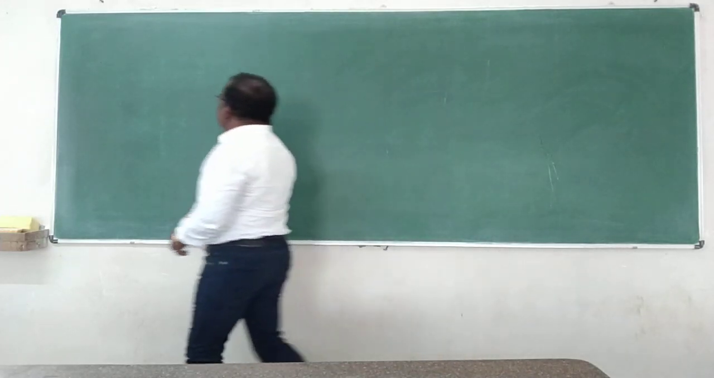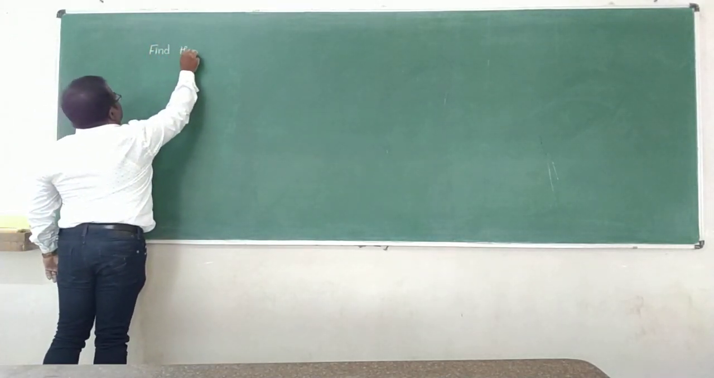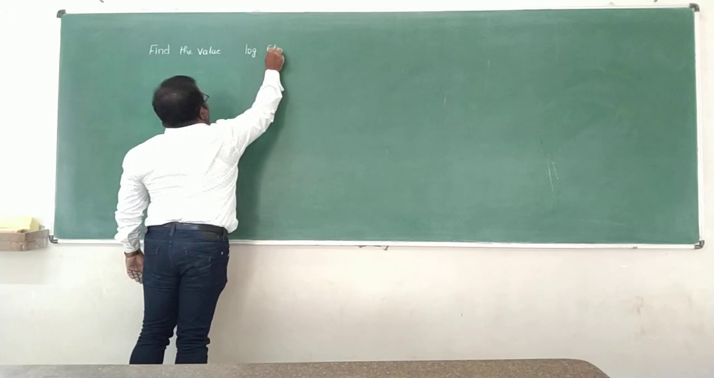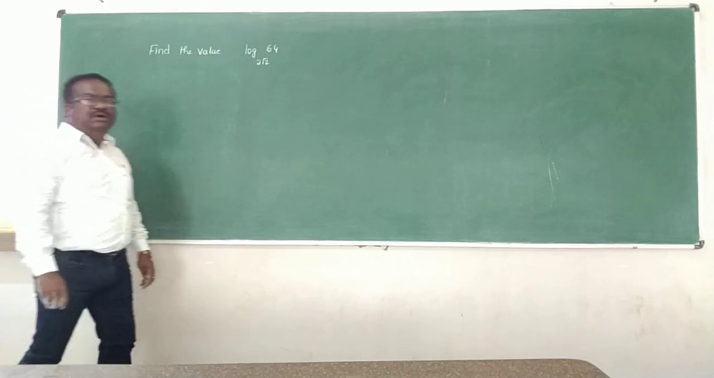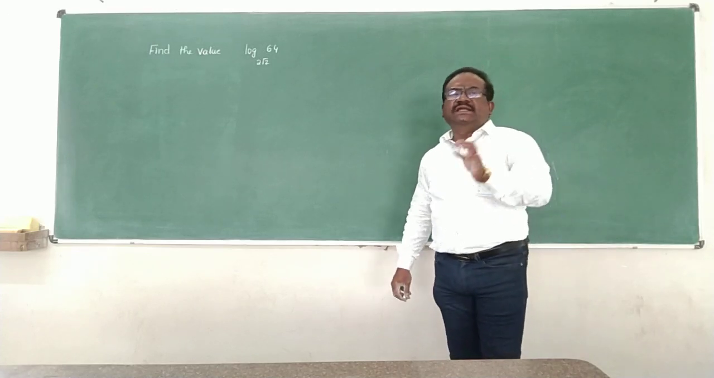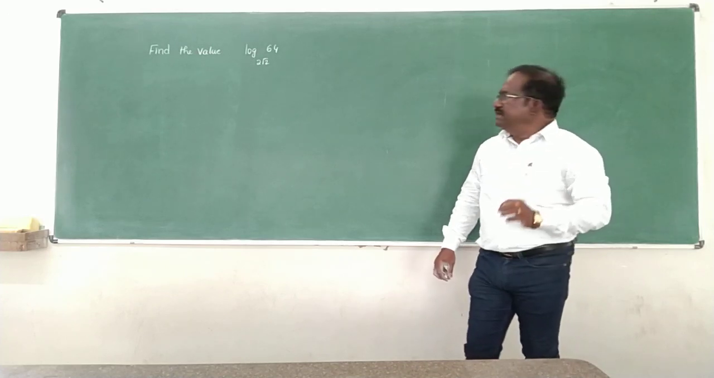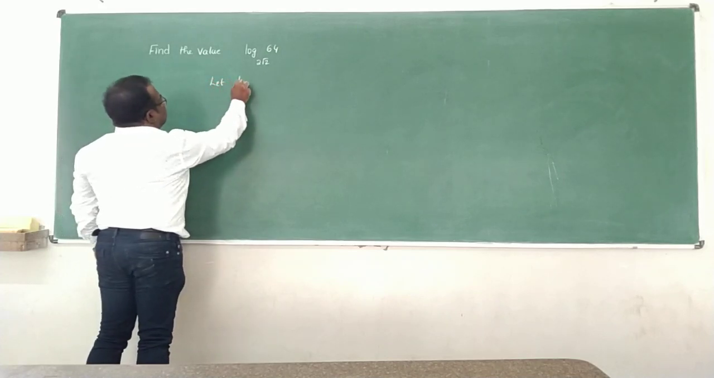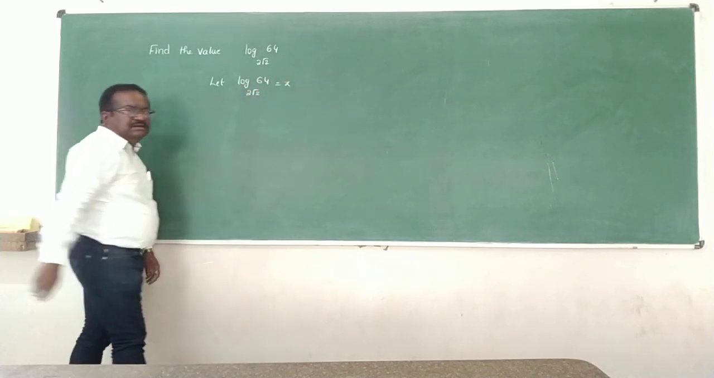The first problem is: find the value of log 64 base 2 root 2. This is the problem, children. We don't know the value, so let us consider its value is x. As the first step, we write: let log 64 base 2 root 2 is equal to x.